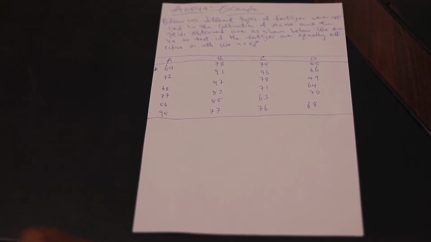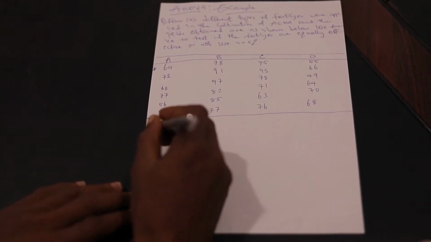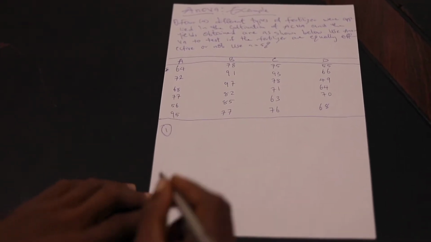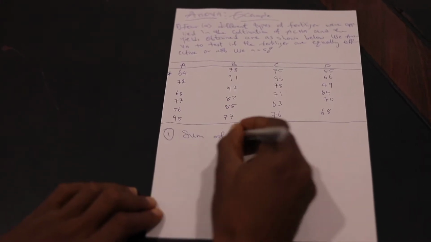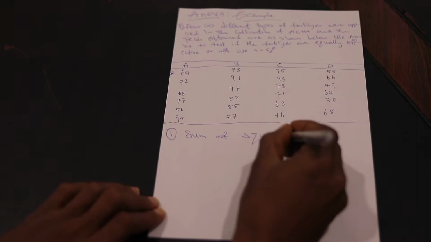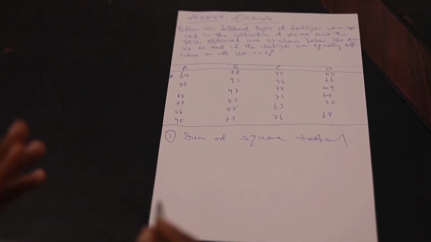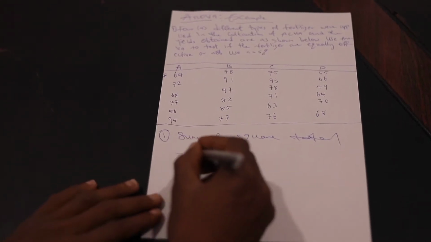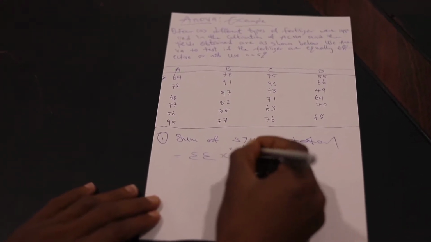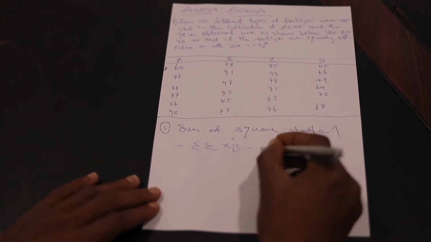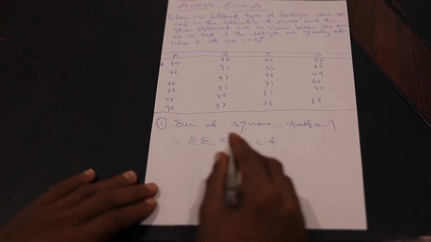types of variation. The first one is the sum of squares total. The sum of squares total formula is the summation of x raised to power 2 minus the common factor. This is for the sum of squares total.